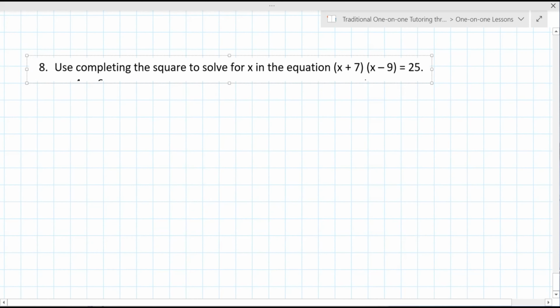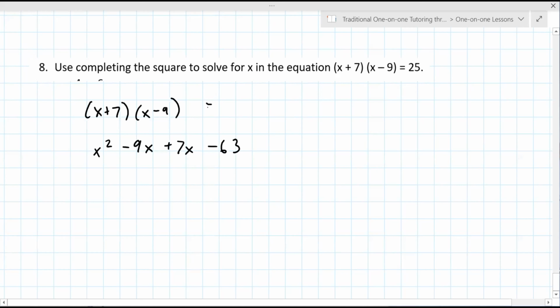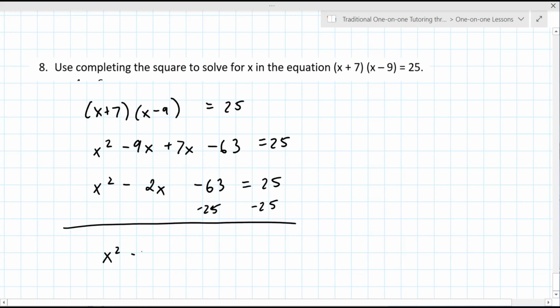We'll see here. So the first thing we're gonna do is FOIL. We're gonna FOIL x plus 7 times x minus 9: x squared minus 9x plus 7x minus 63 equals 25. So this is x squared minus 2x minus 63 on the left, and the question we're asking ourselves is, is this thing on the left a perfect square trinomial? You probably can see right away 63 is not a perfect square. So it's not that, so we've got to try another method. We subtract 25 from both sides. You get x squared minus 2x minus 88 equals 0.